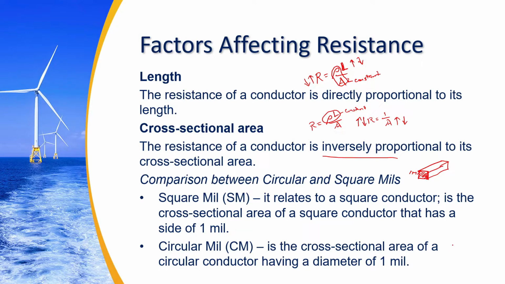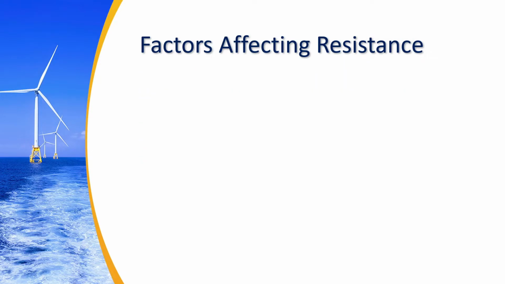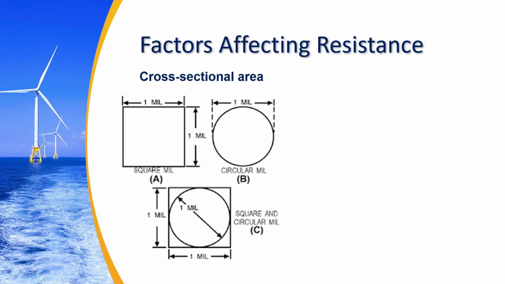Okay? Sa circular naman, since circular, circle yan. So, pa-circular din yan. Ito yung kinukuha natin, yung cross-sectional area. So, ang diameter daw niyan ay 1 mil. Okay? So, again, ito yung example natin, square mill at circular mill.